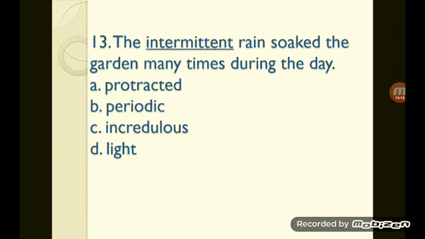Number 13. The intermittent rain soaked the garden many times during the day. So intermittent, many times, that means the rain was falling continually. Not continuously, but continually. So it rained for some time, then it stopped raining, and then again. So it soaked the garden many times during the day. See how the hint is there right in the sentence. So intermittent means periodic.